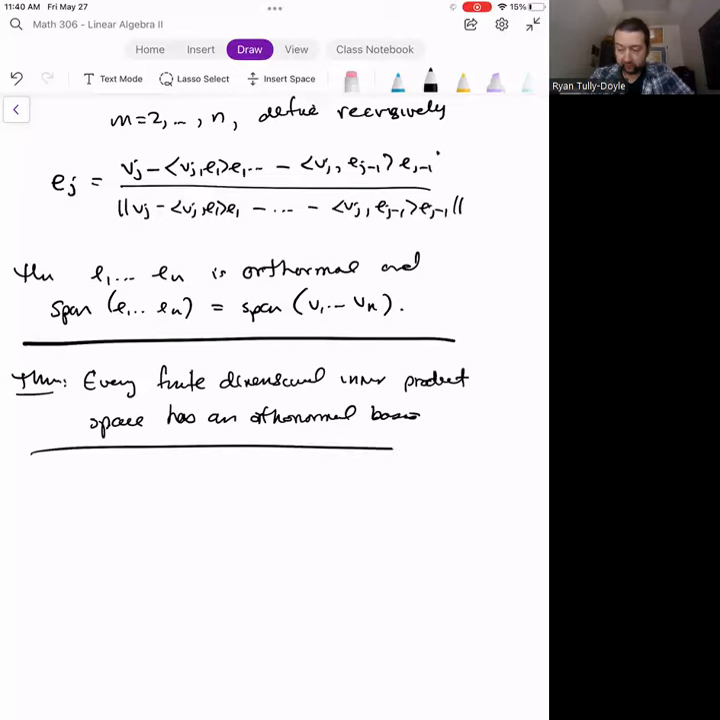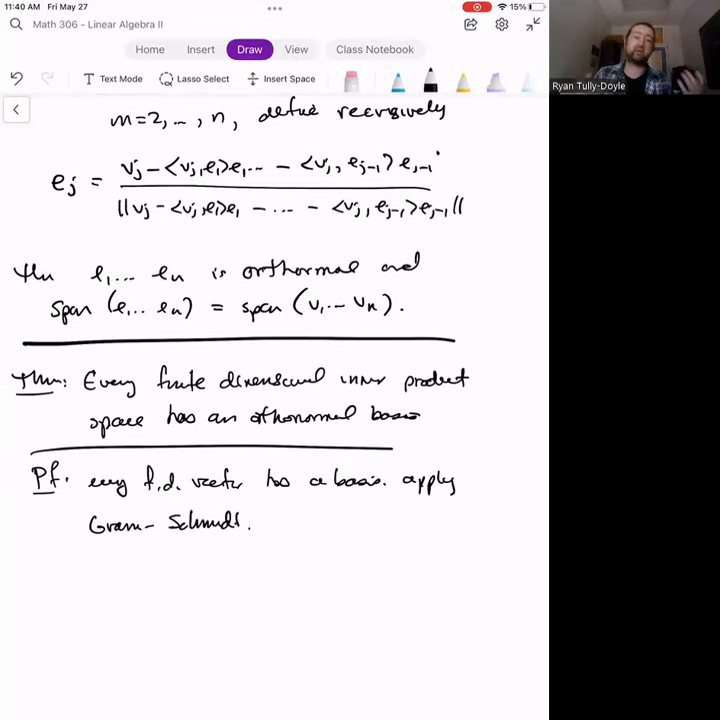And the proof here follows from the fact that every finite dimensional vector space has a basis, and then just apply Gram-Schmidt. And then notice the fact that the inner product exists here is an important part of this calculation.